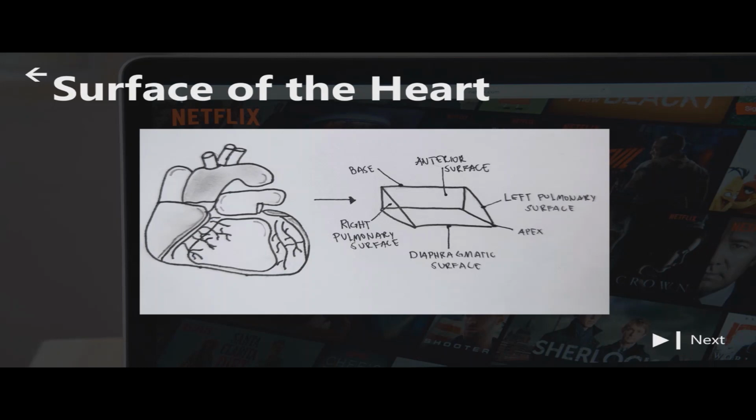The heart has three surfaces, namely the sternocostal or the anterior, which is formed mainly by the right atrium and the right ventricle. The second one is the diaphragmatic or the inferior, which is formed mainly by the right and left ventricles. And lastly, the base or the posterior, which is formed mainly by the left atrium. It also has an apex, formed by the left ventricle, which is directed downward, forward, and to the left.